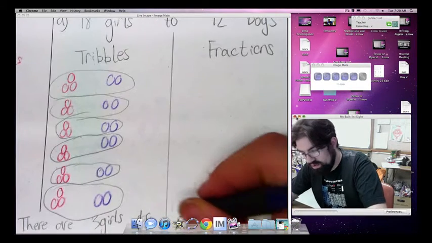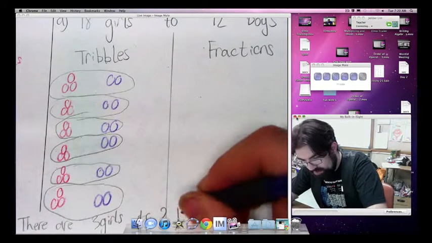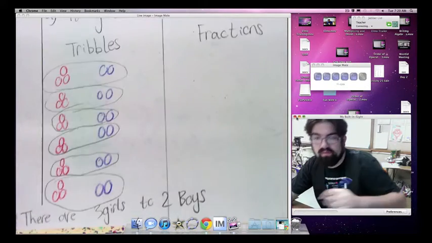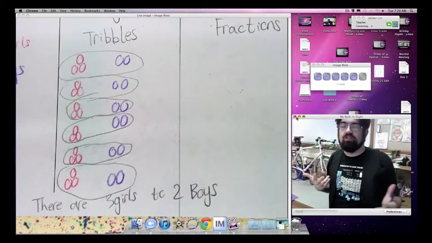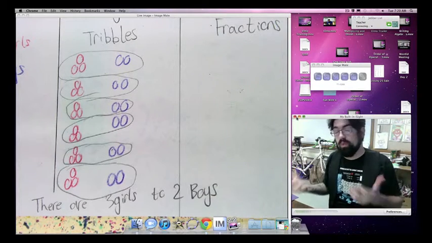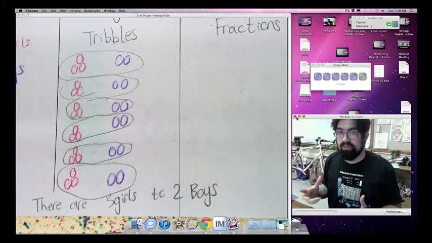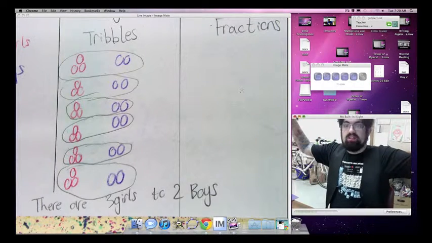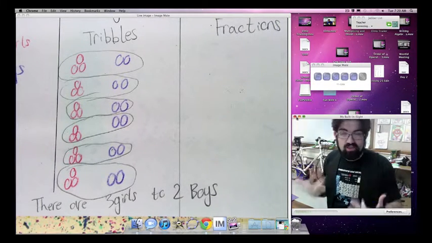Two boys. That would be my answer, because in every group there are 3 girls to 2 boys. That's my ratio when I've simplified this down. Huzzah! That's how I would do it with triples.